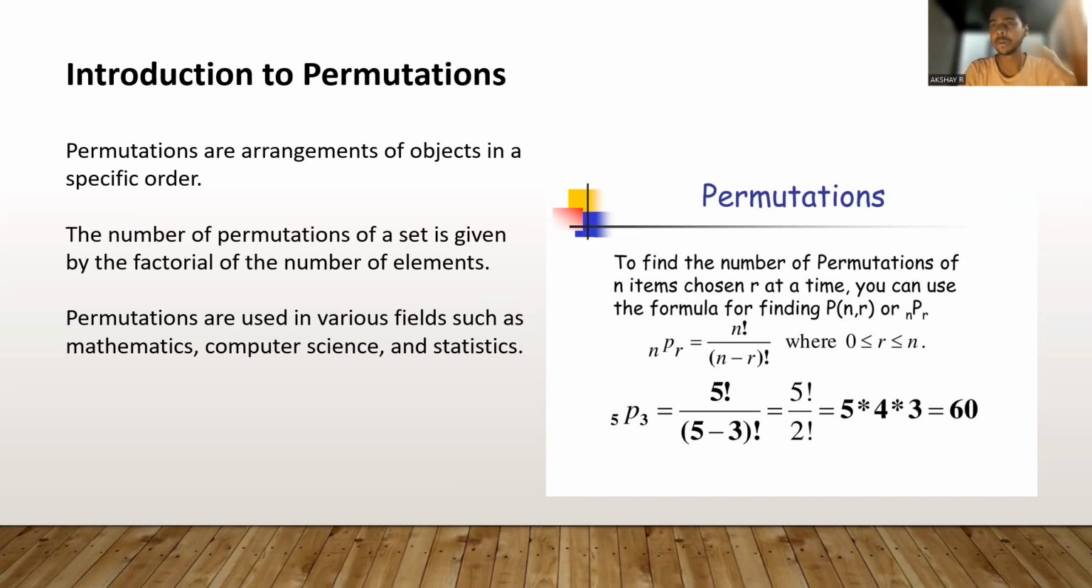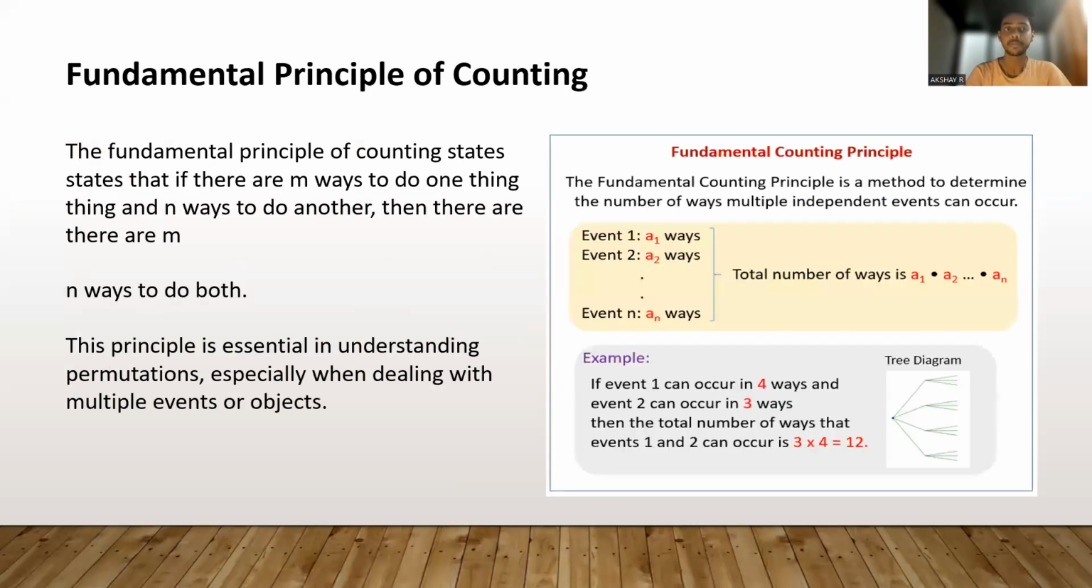So basically, permutation is an arrangement, arranging objects in a specific order. And the best image I have added here is nPr, the permutation to find the number of permutations of n items taken r at a time. You can see the formula for finding the permutation. So it says arranging the objects in a specific order, and the number of permutations of a set is given by the factorial of the number of elements. So that is about the introduction.